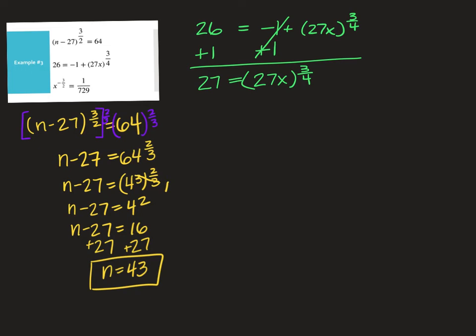Okay. So now I need to remove the exponent. So I'm going to take both sides and I'm going to raise it to the 4/3 power. Okay. And so then on the left side, I have 27 to the 4/3. And on the right side, these have canceled and these have canceled to leave me with 1. I have 27x. So let's figure out what I need to do next. I'm going to divide by 27 on both sides, right?